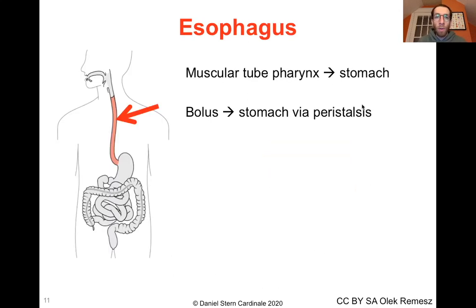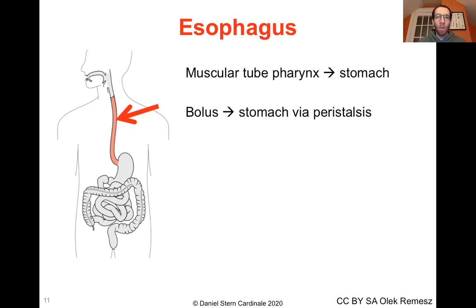After the pharynx, your food moves into the esophagus, which is the muscular tube that connects the pharynx to the stomach. Here it is highlighted in red right here. That's your esophagus. In the esophagus, the bolus is going to move to the stomach via peristalsis, like I mentioned earlier. So it's a muscular tube, it has smooth muscle, and that's going to contract in a wave from top to bottom, pushing the food down as it goes.